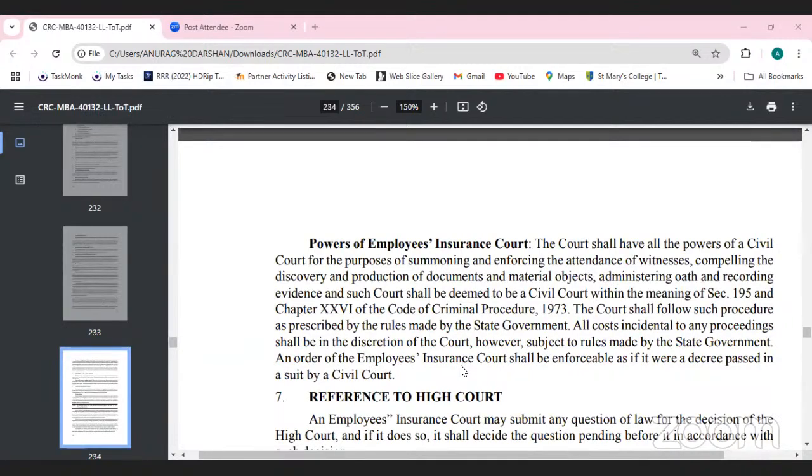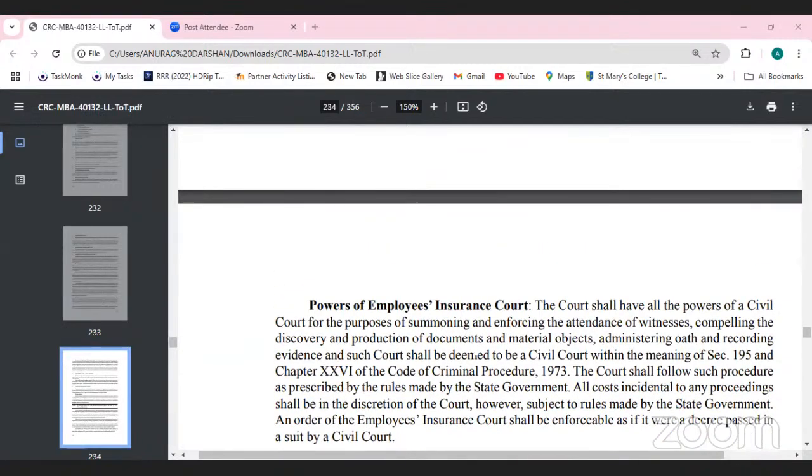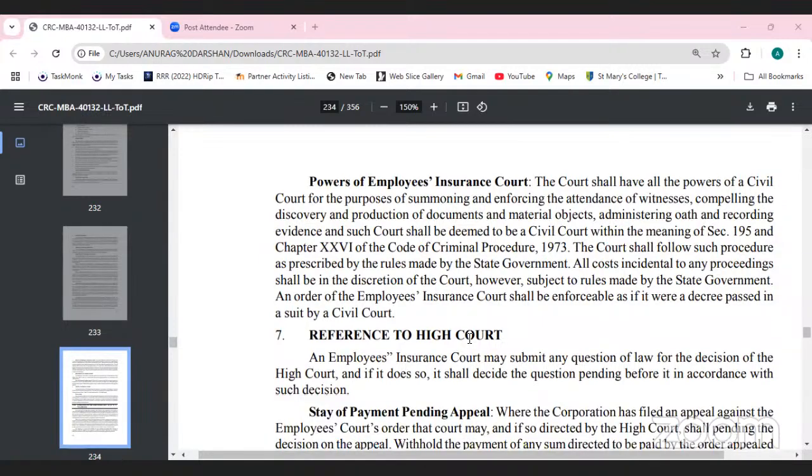Now, the court has all the powers of a civil court for the purpose of summoning, calling the workers, enforcing the attendance of witnesses, compelling the discovery and the production of documentary evidence and material objects, and taking oath. So all these powers are vested with the insurance court. And an employee's insurance court may submit any question of law for the decision of the High Court. If it does so, it shall decide the question pending before it in accordance with such decision.